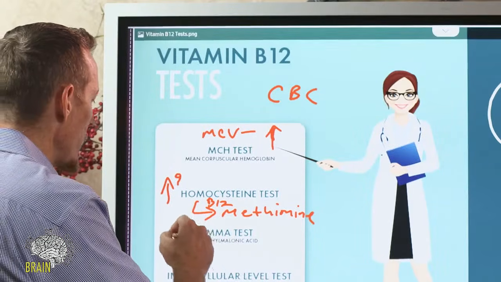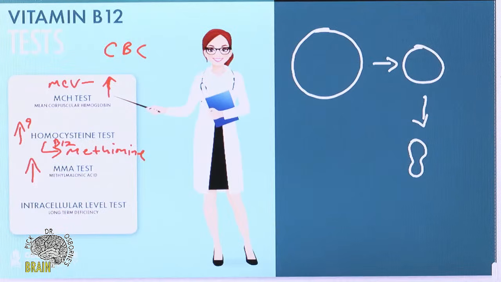Another test is called an MMA test, or methylmalonic acid test. If this test is high, it would also indicate a vitamin B12 deficiency. So these are two that most of your doctors know about, or should know about. I would hope they would know about them. They're pretty common, and these are things you can ask for that generally insurance covers.